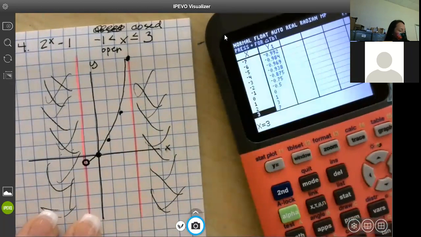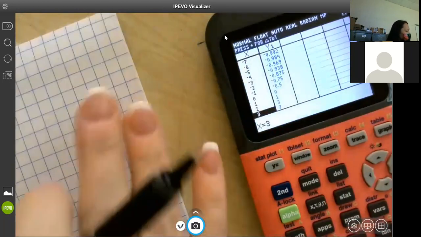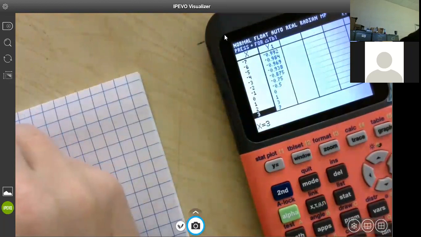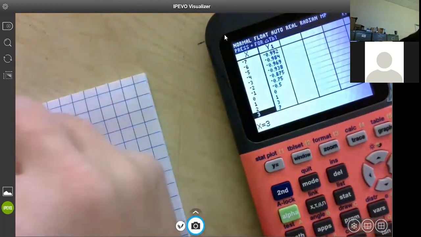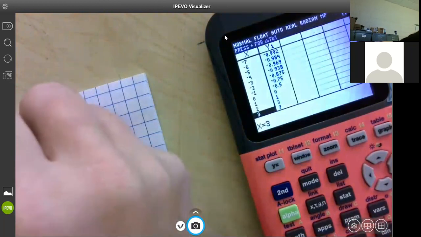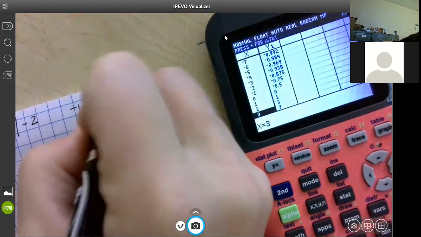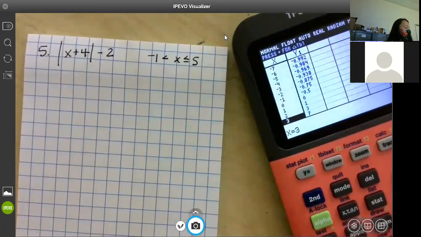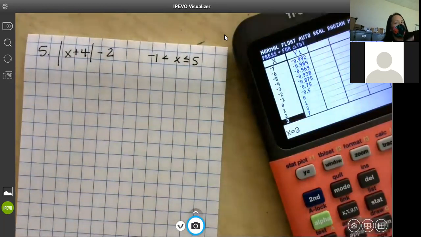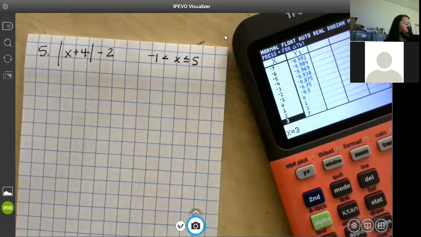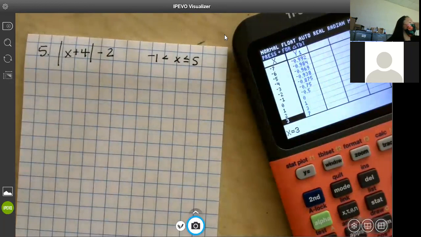2 more of these and then we'll start our notes. All right, number 5 was absolute value of x plus 4 minus 2, negative 1 less than x less than or equal to 5. What kind of function is this? If we don't know, we're going to fail our test. Talk to me. What kind of function is this? Absolute value. It is absolute value because it has an absolute value bar. So what's the translation here?